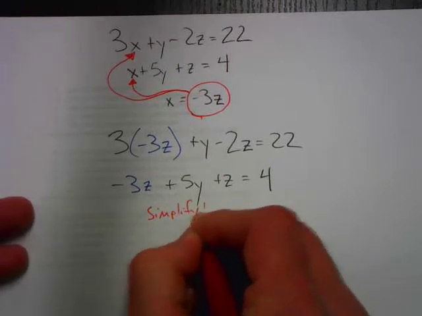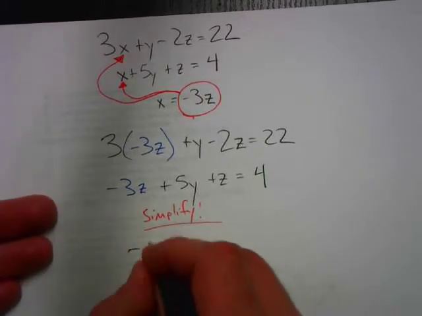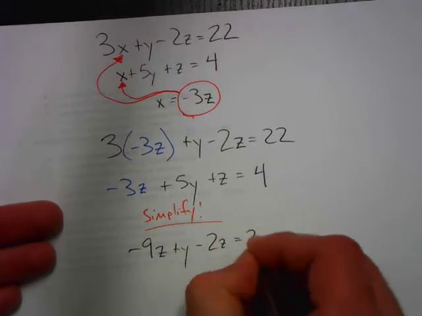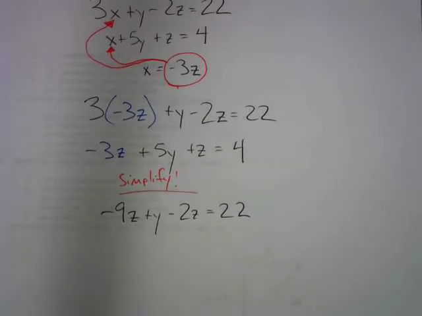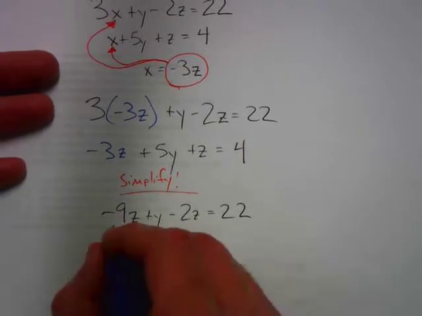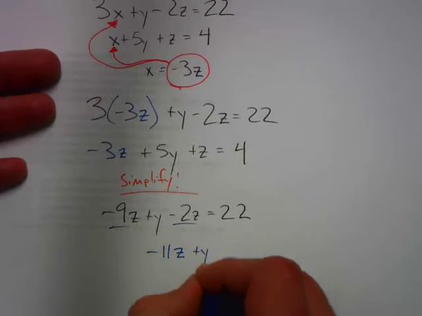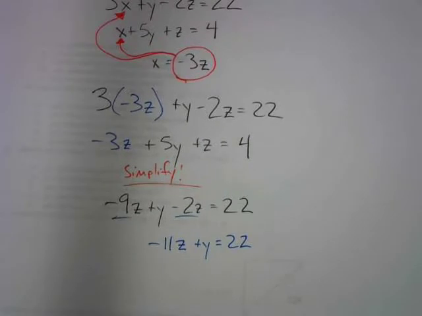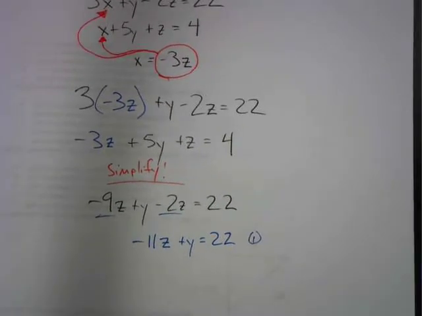So the top equation, after we simplify, we're going to get negative 9z plus y minus 2z equals 22. And that, of course, can still be simplified. I'll write this one in blue. Negative 9z minus 2z is negative 11z. We can combine like terms. So our top equation is actually this. Maybe what we call equation 1 is right there.